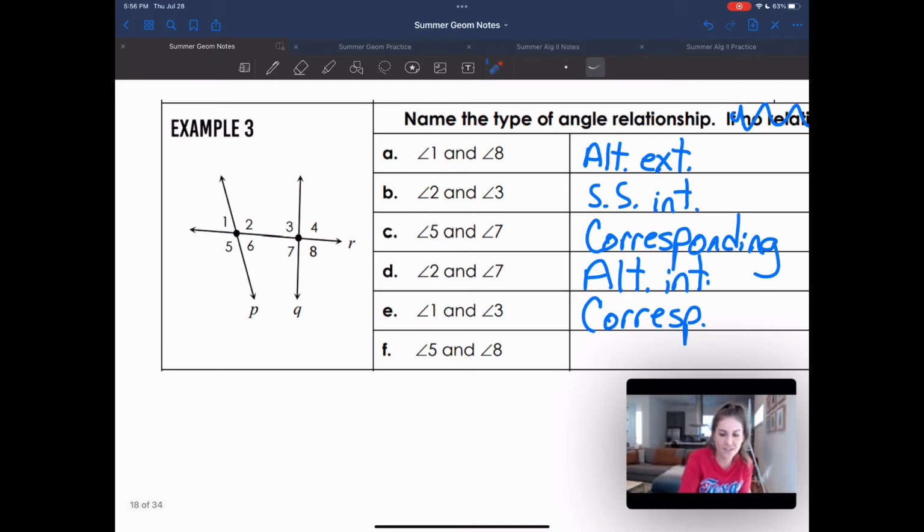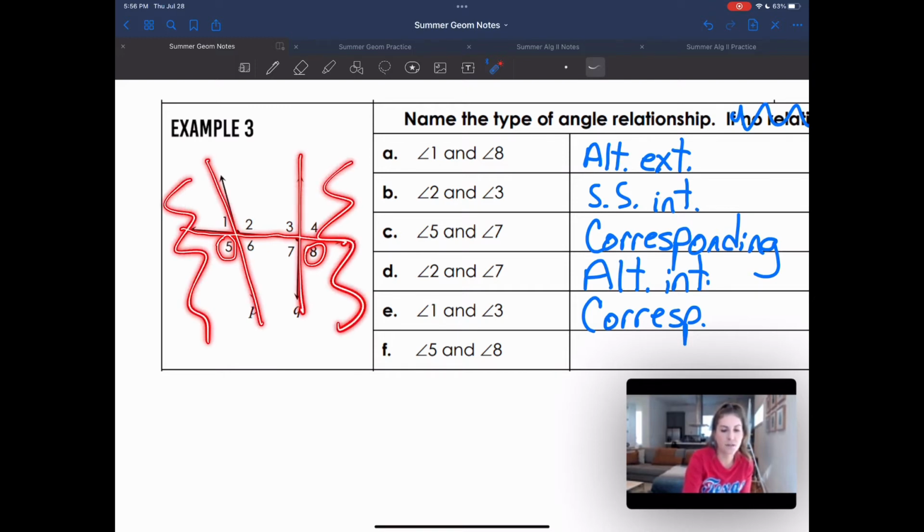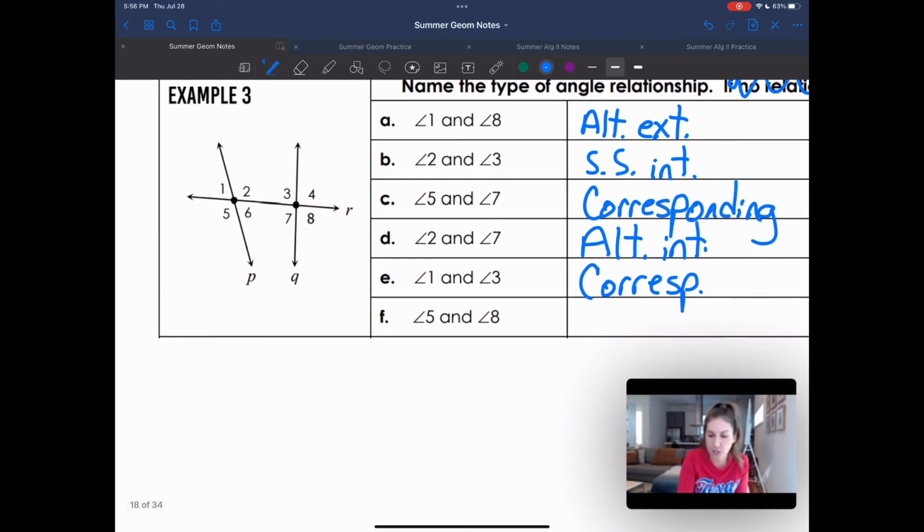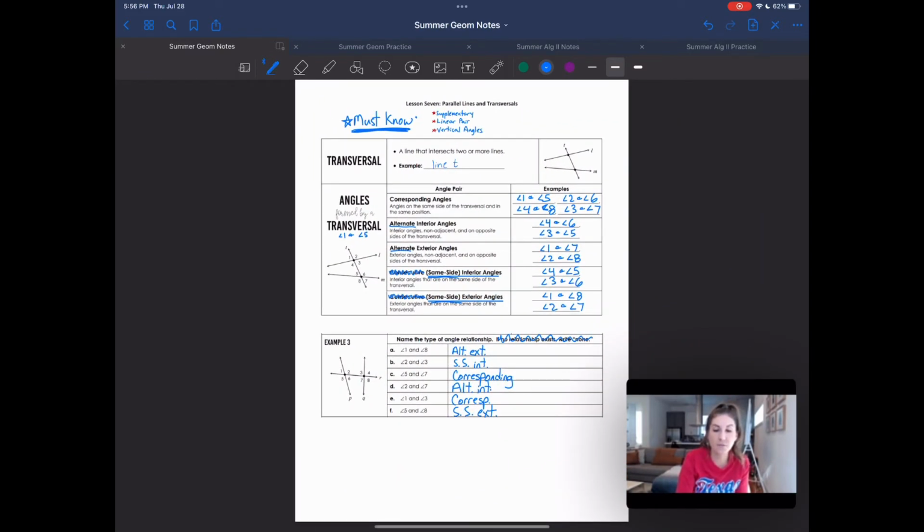And then angles 5 and 8. Last one here. Okay, let's locate them. 5 and 8. They're definitely on the same side of the transversal, and if you look at these two lines, they're both on the exterior. So same side, exterior. SS, exterior. All right, hopefully you guys have a good feel for that.